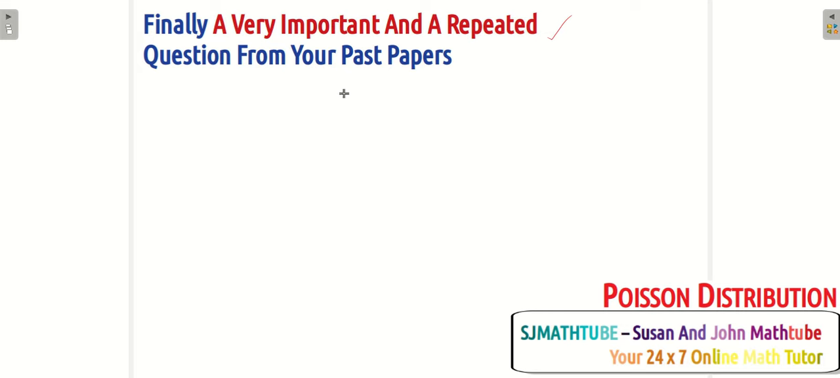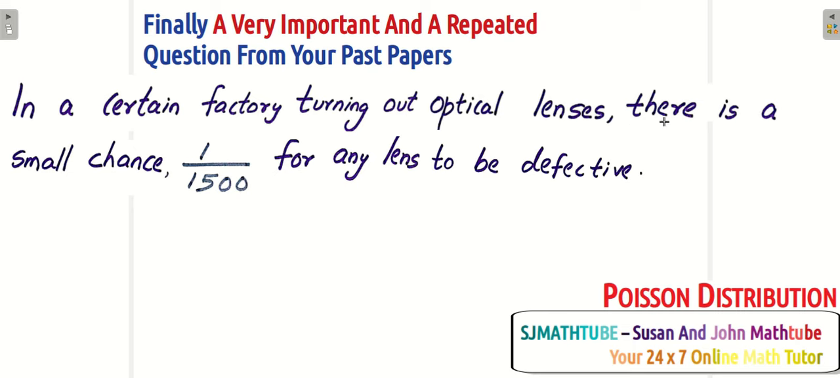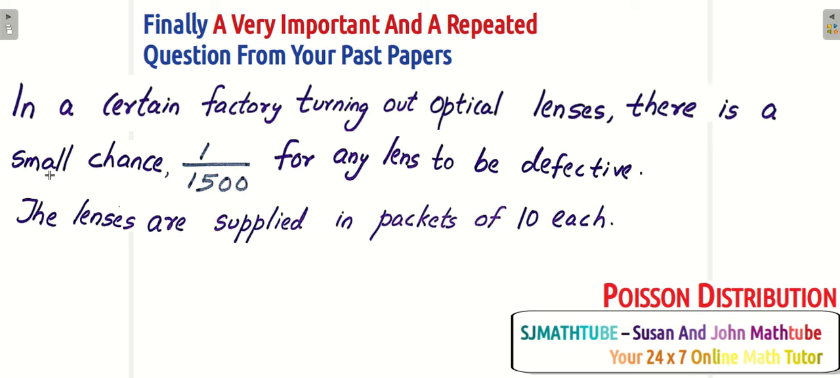Okay, now let's go for one more question, and I found it very repetitive. I saw it in many of your past papers. So let's start. In a factory which produces lenses, there's a very small chance. Yeah, I think this is a binomial problem which we can change into Poisson. The word is small probability. The lenses are, now it's a little bit depressing because this n is 10.